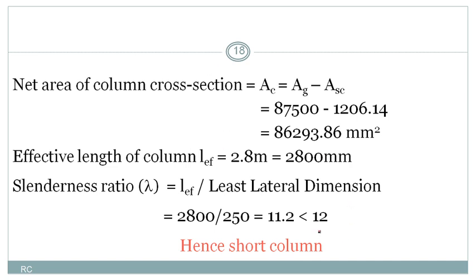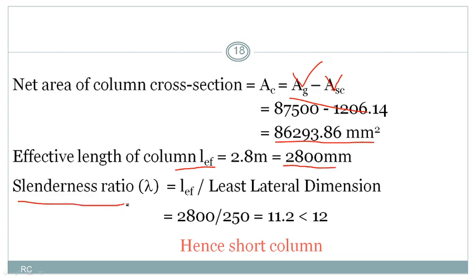You know how to calculate the area of concrete alone? Area of concrete alone is AG minus ASC, that is the gross cross section area minus the area of reinforcement provided in the longitudinal direction, that is 87500 minus 1206.14. If you do that, the area of concrete alone is 86293.86 mm square, and L effective given is 2.8 meters, that equals 2800 mm.